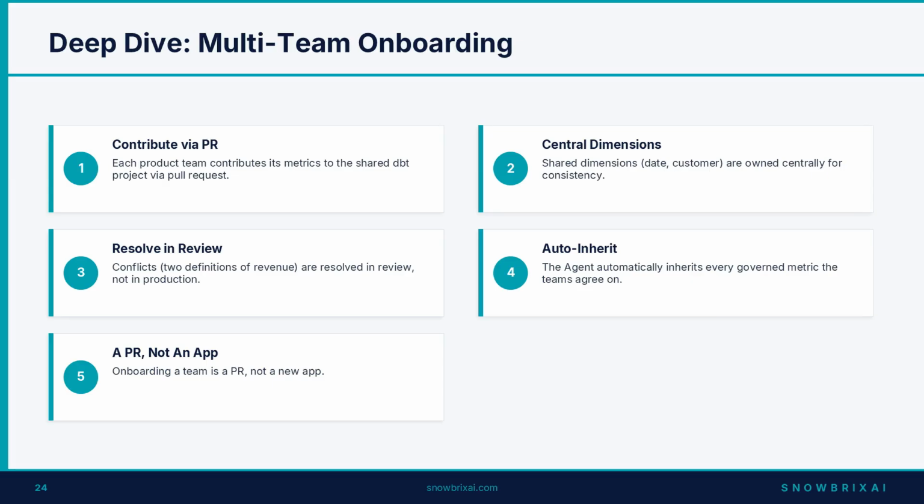Deep dive 5: onboarding more teams. Each product team contributes its metrics to the shared DBT project by pull request. The shared dimensions like date and customer are owned centrally, so they stay consistent. Conflicts, like two definitions of revenue, get resolved in review, not in production, and the agent automatically inherits every governed metric the teams agree on. Onboarding a team is a pull request, not a new app.